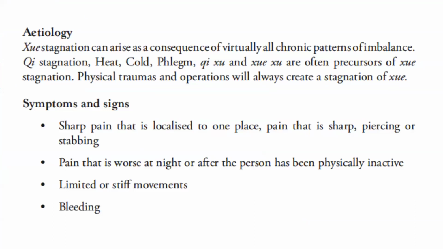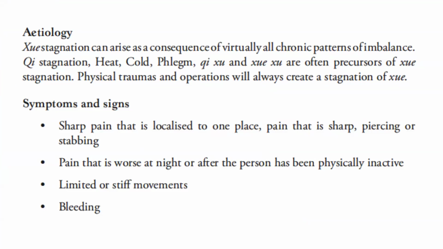Etiology. Xue stagnation can arise as a consequence of virtually all chronic patterns of imbalances. Qi stagnation, heat, cold, phlegm, qi deficiency, and xue deficiency are often precursors of xue stagnation. Physical traumas and operations always create a stagnation of xue.